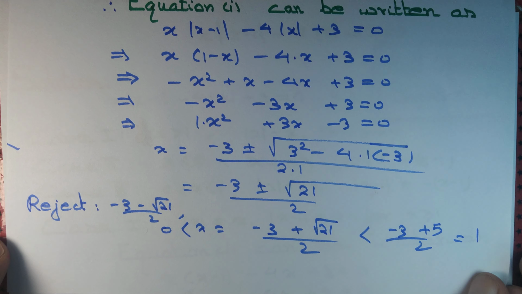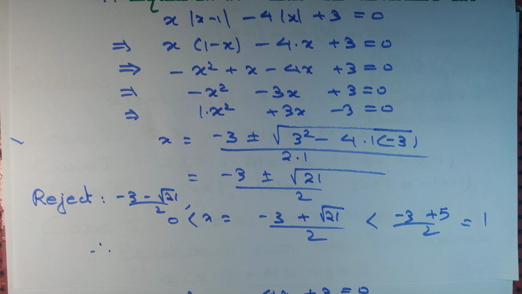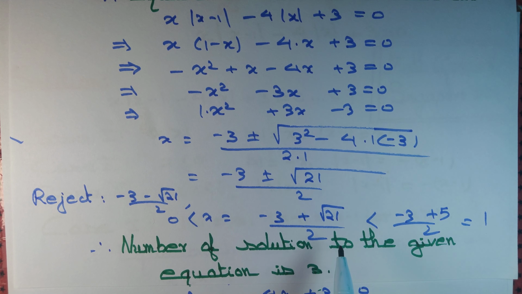In total, in each case, we observe that we are getting exactly one solution. Therefore, the number of solutions to the given equation is 3. In other words, we have got exactly 3 solutions to the given equation.